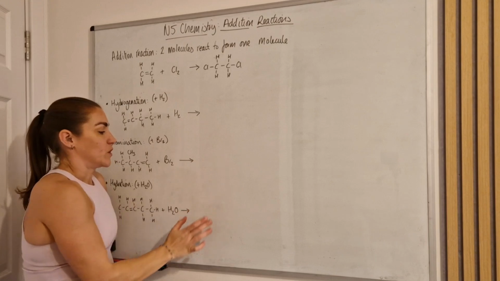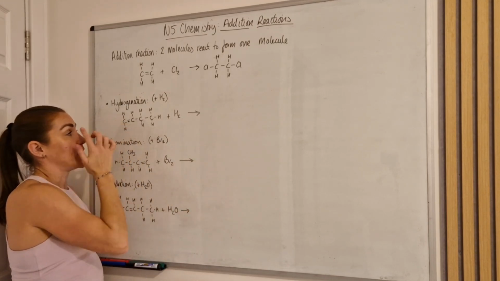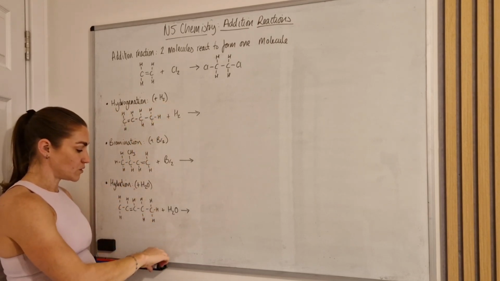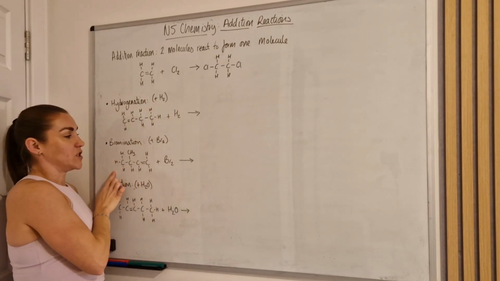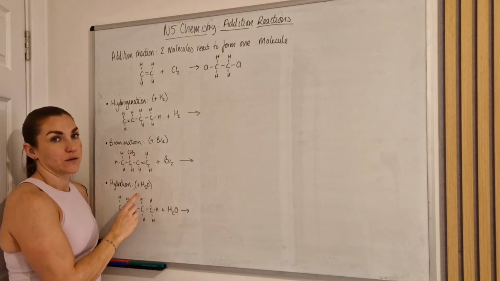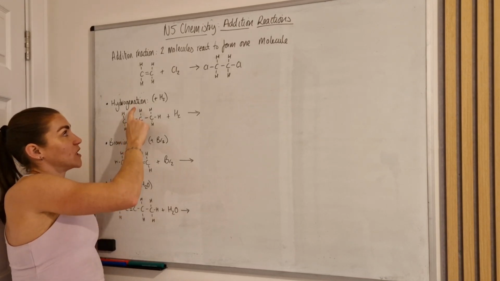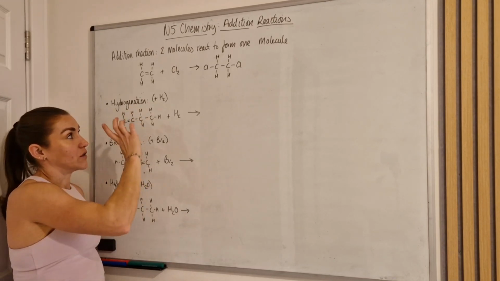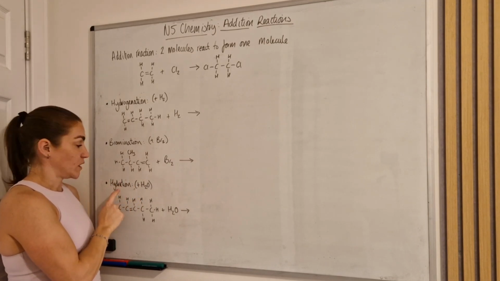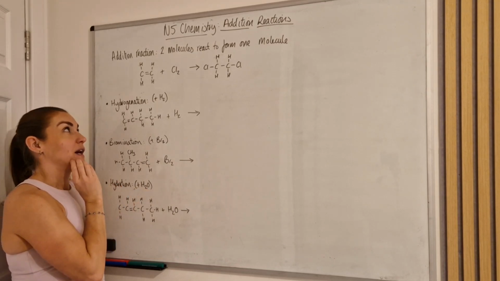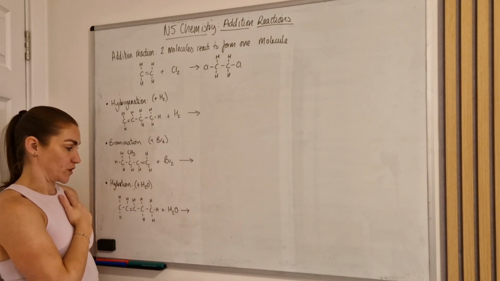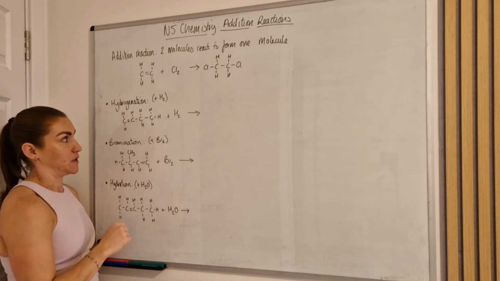If we go through some of the more specific examples of addition reactions, we've got hydrogenation, where you add hydrogen to the molecule. Then we've got bromination, where we're adding bromine to the molecule. And then we've got hydration, which is where we add water. Hydration and hydrogenation are often confused with each other, but just remember that if you drink water, you're hydrating yourself. So hydration is where you add water. Hydrogenation has the full word hydrogen in it. Try not to get them confused.